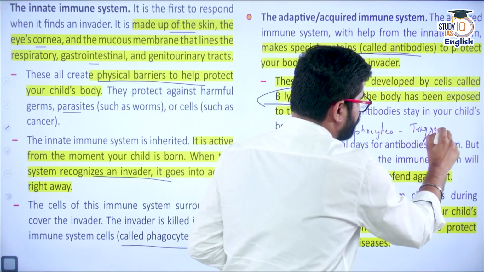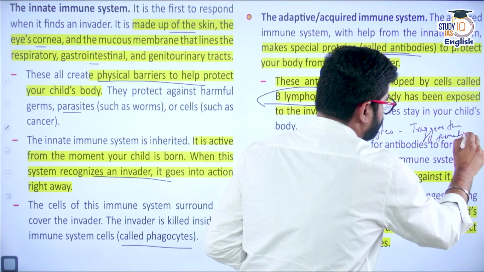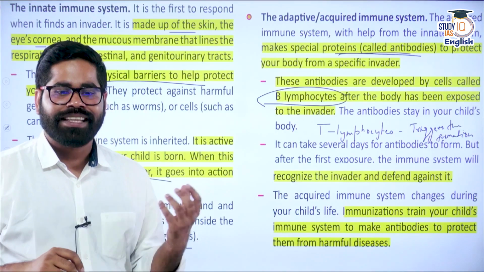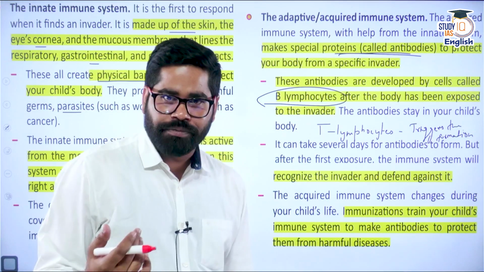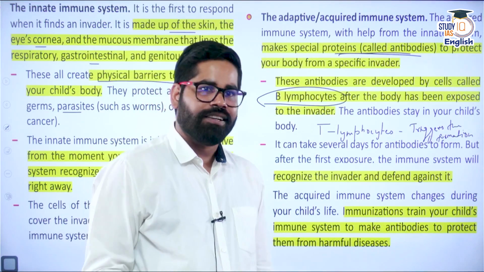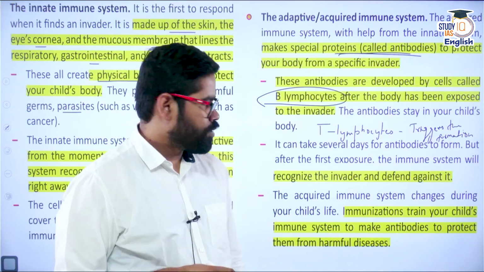triggers the formation of antibodies. Basically, these T cells or T lymphocytes have the primary role of triggering, or you can say directing, the formation of the antibodies by the B lymphocytes. So that is its role.